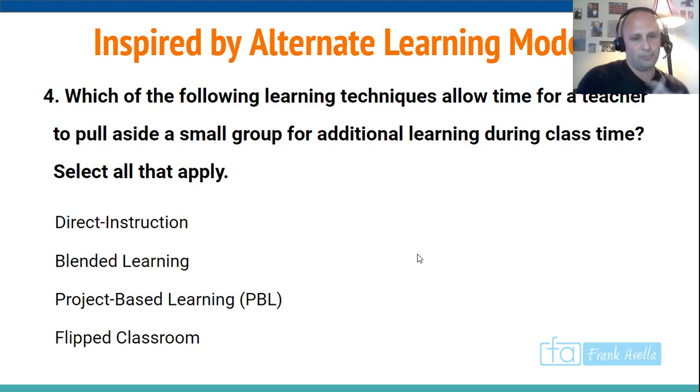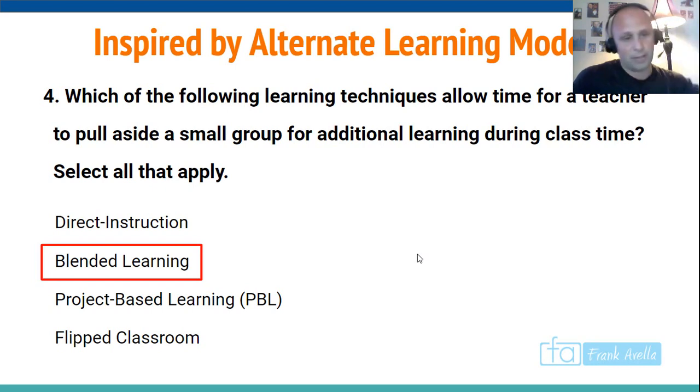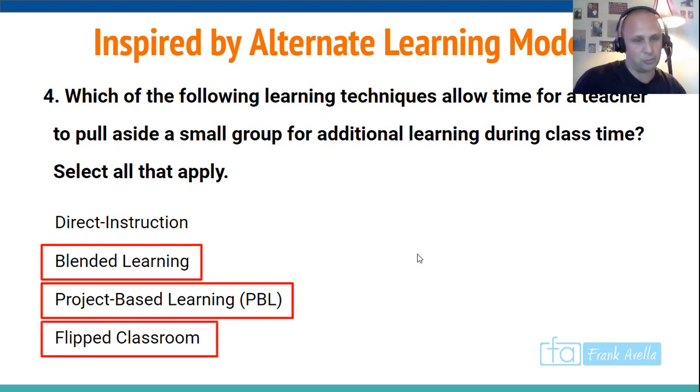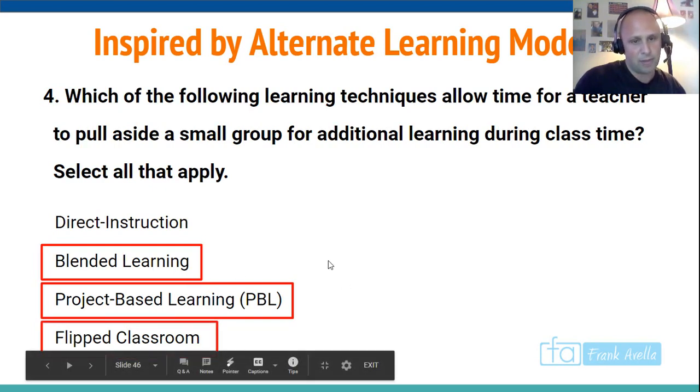Select all that apply. Well, let's see here. We skip direct instruction because that's not going to happen, right? Because they're just going to be up there lecturing. So definitely in a blended learning environment. Also in project-based learning, because listen, the kids are working, right? They have their own things to do, so the teacher can pull aside a group and work with them. And of course in the flipped classroom. And just remember, these are the three models that this section of Unit 2 talked about: blended, project-based learning, and flipped classroom.